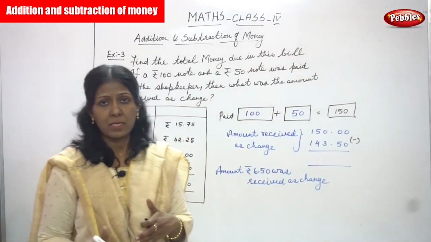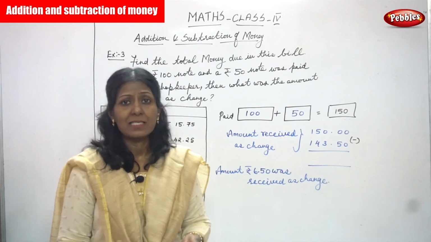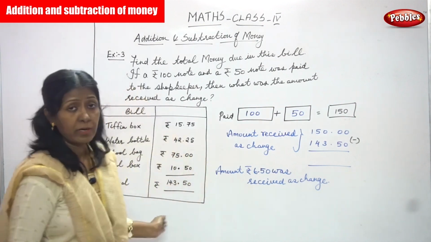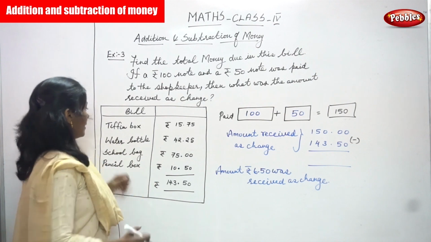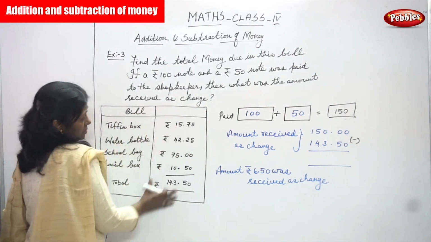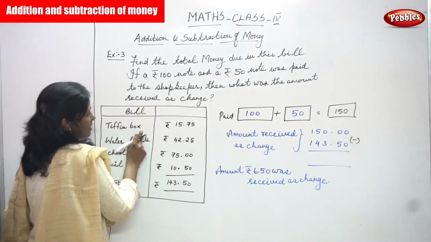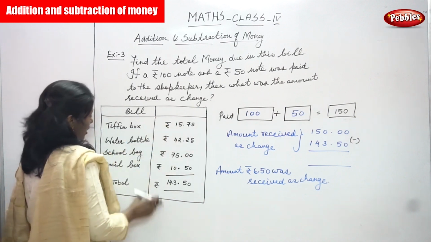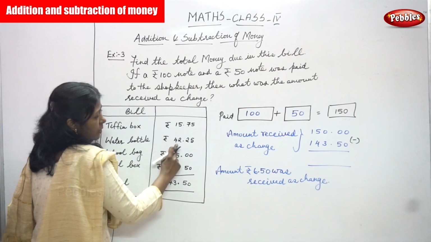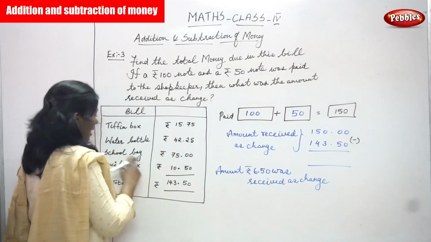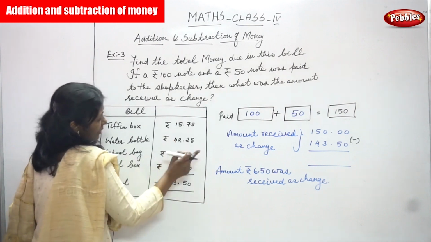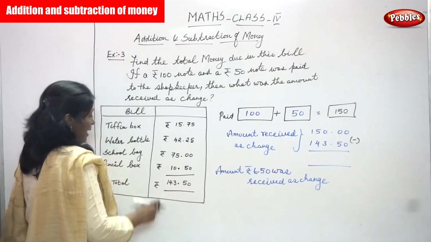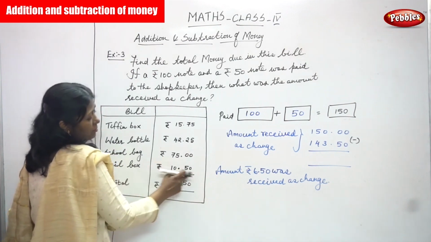So he bought some things. What are the things? The bill is given, so let's check the bill. First one is tiffin box, rupees 15 and 75 paise. These are the things he bought. Water bottle, rupees 42.25, and school bag, 75 rupees. And pencil box, 10 rupees 50 paise.